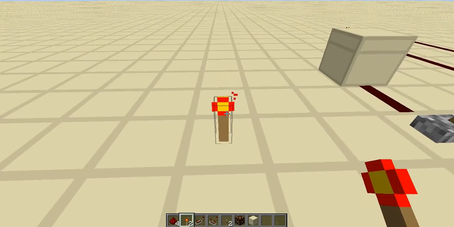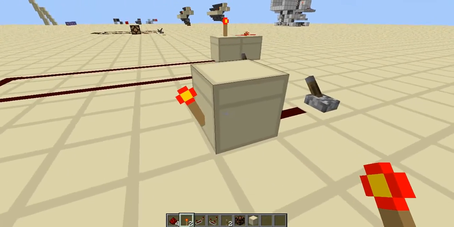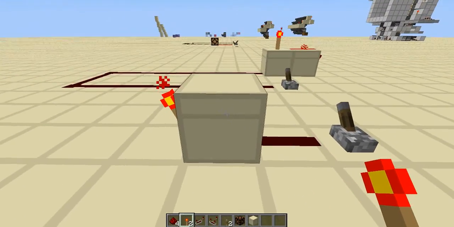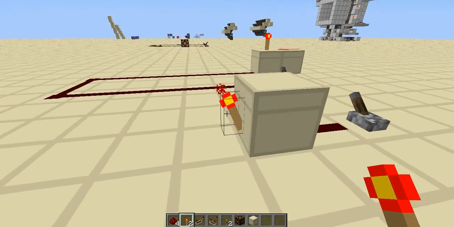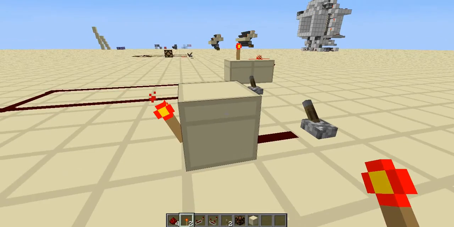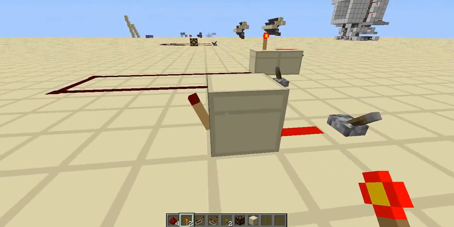The next redstone component is the redstone torch. The redstone torch is the opposite of the block it is on, meaning if the block that it is on is powered, the torch is unpowered. If the block it's on is unpowered, the torch is powered. So as you can see, currently this block does not have any power supply to it, so the torch is on. If I were to power this block, the torch would turn off.